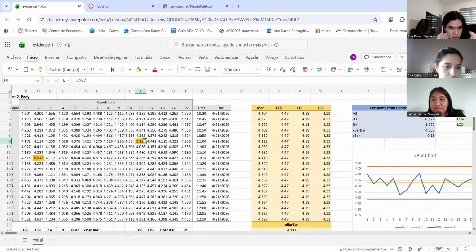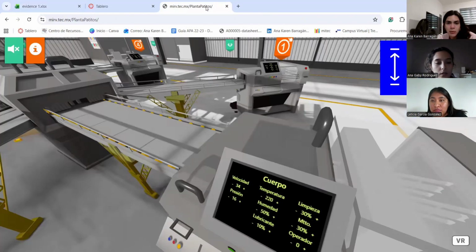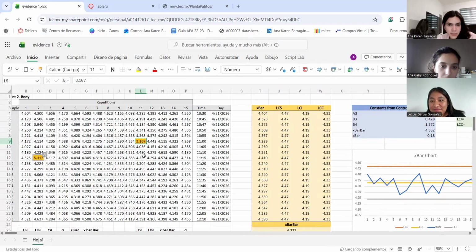Because I think this is the only one with three. Maybe it was a mistake when typing it, because it seems like the simulator goes really fast. Look, there are three pieces together. Yeah, probably from their computer.